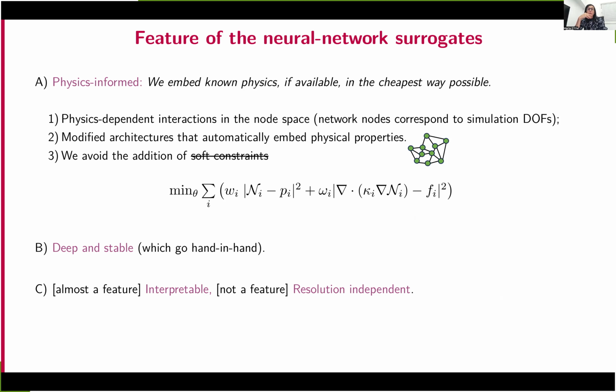So if every node corresponds to a degree of freedom, and we know that there are physical relationships between nodes, we can, in a way, embed them in our network, and I'll show an example of this. And then we can consider modified architectures that naturally embed invariances, for example, or any sort of physical properties such as rotation invariance or translation invariance. The philosophy here is that we try to embed the physics as much as possible, but also in the cheapest way possible.